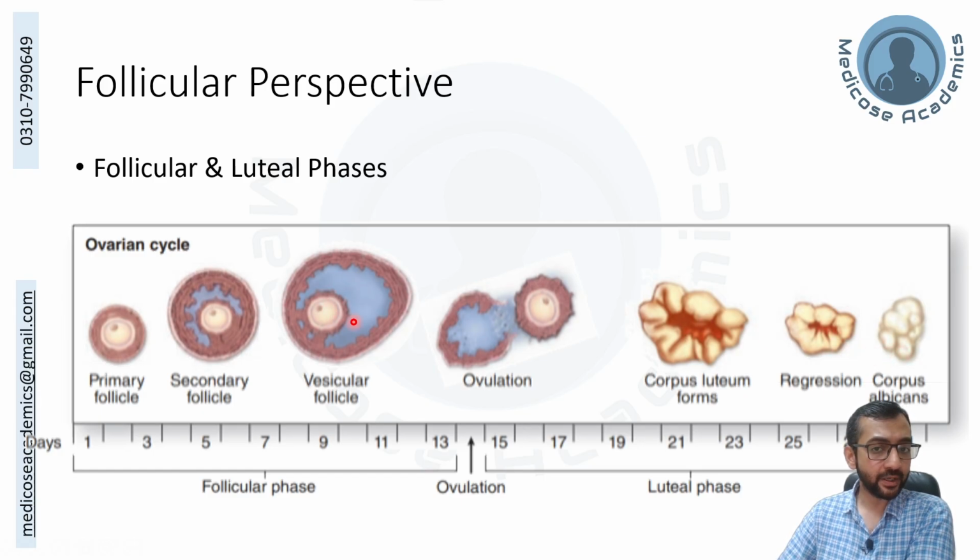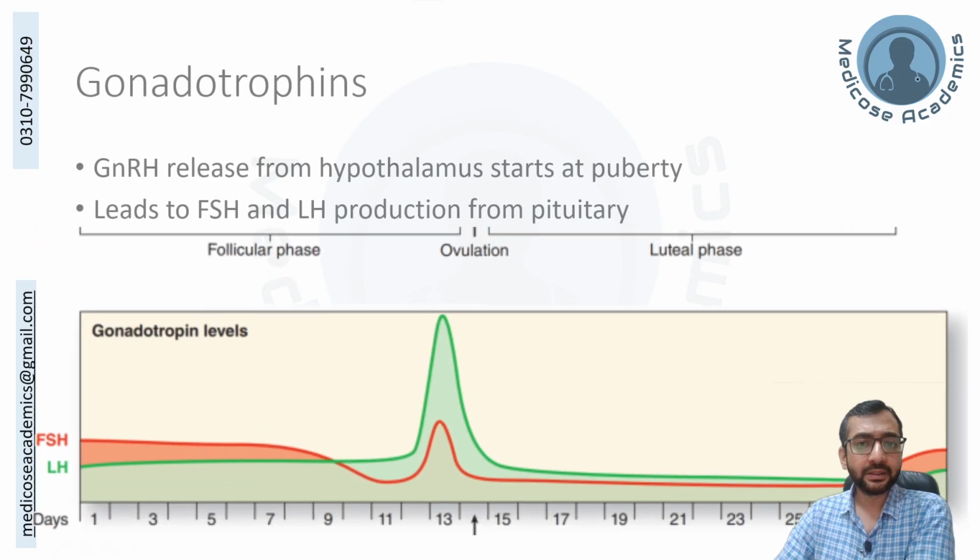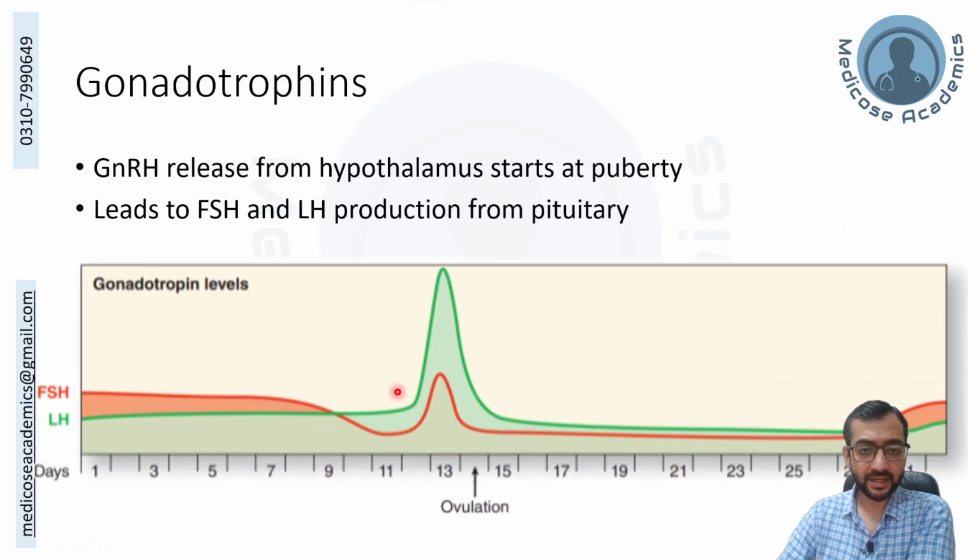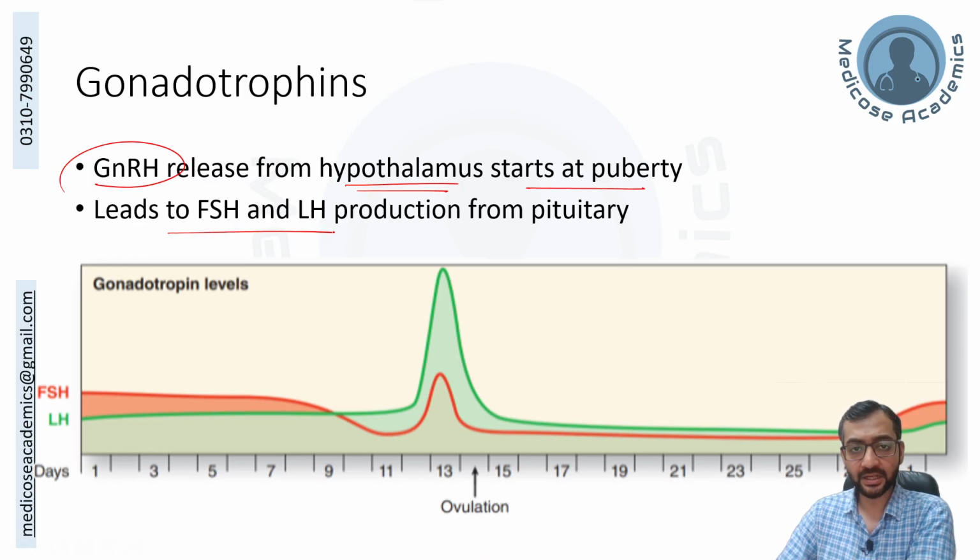Granulosa cells helped in developing the oocyte and produced estrogen, converting androgens to estradiol, while the theca cells around them produced androstenedione and testosterone. Then there were the gonadotrophins, FSH and LH. FSH was primarily responsible for triggering and maintaining the follicular growth phase. They are released under the influence of gonadotrophin releasing hormone from the hypothalamus, which starts at puberty and leads to FSH and LH.